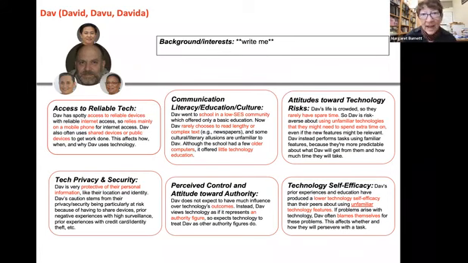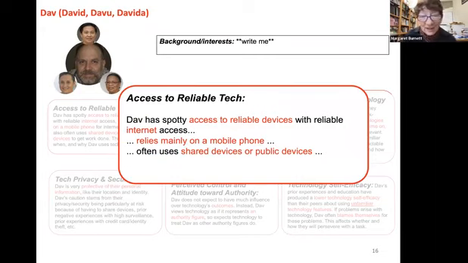Now let's get to know these facets. Well, not all 6 of them, but we'll get to know 3 of the interesting ones here. Starting with Dav's access to reliable technology. Now, the thing is, this is a really obvious one for lower socioeconomic users. So some of you may be saying, well, duh, of course, people in lower socioeconomic situations may very well not have reliable tech. And you're right. It is fairly obvious.